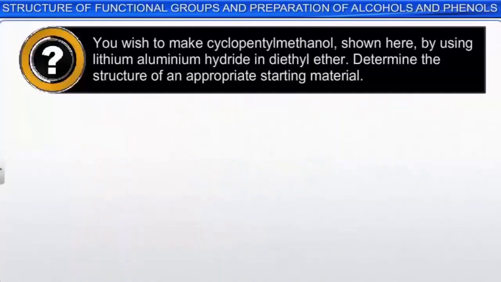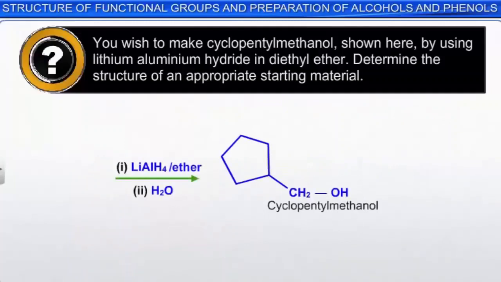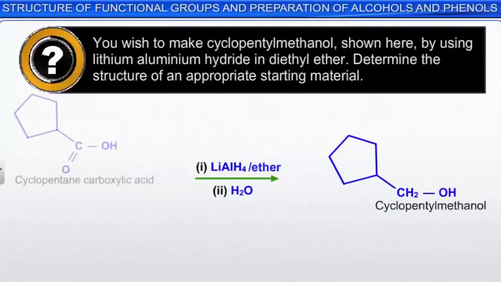It's time to try another practice problem. You wish to make cyclopentyl methanol, shown here, by using lithium aluminium hydride in diethyl ether. Determine the structure of an appropriate starting material. You need to work backwards from the desired product. Remember that using lithium aluminium hydride involves two steps that should be listed over the arrow. An appropriate starting material would be cyclopentane carboxylic acid.